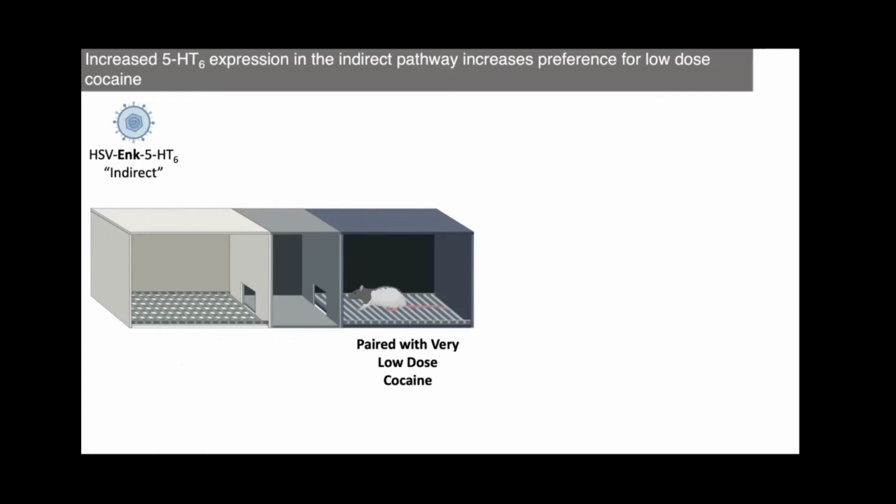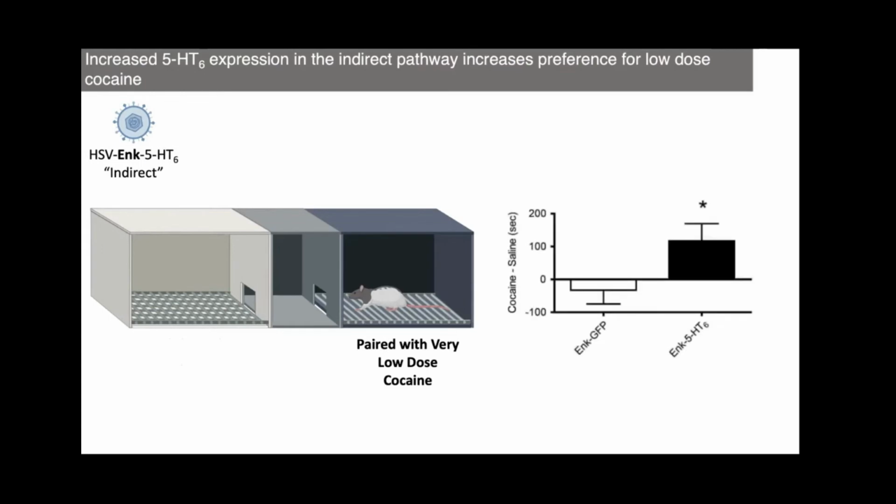Then on test day, I measured the amount of time spent in the cocaine paired chamber minus the amount of time spent in the saline paired chamber, with the idea being that rats will spend more time in the room associated with the more pleasurable and rewarding stimulus. And what was very interesting is that rats with increased 5-HT6 signaling in their indirect pathway showed a significant preference for the chamber paired with this low dose of cocaine, indicating that they did have an increased sensitivity to the reinforcing and rewarding properties of that drug.